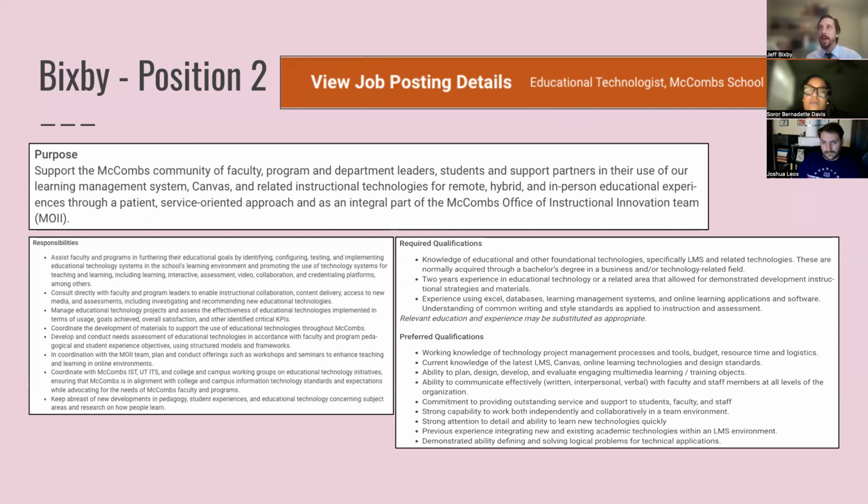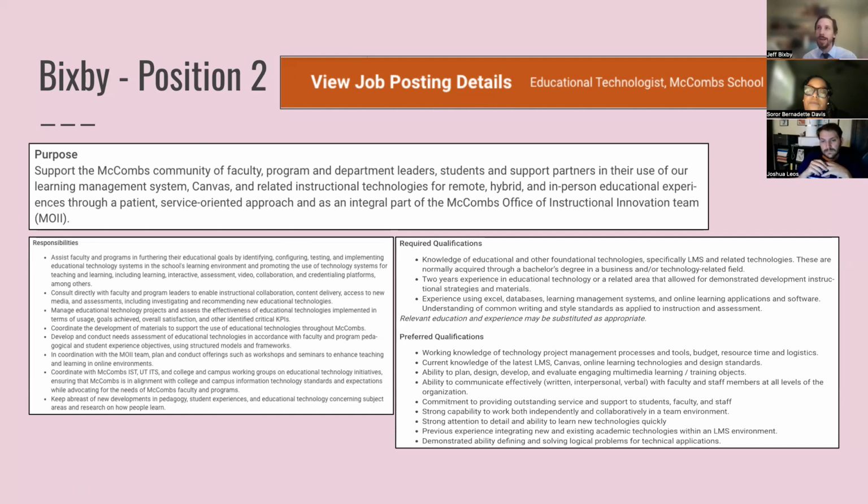And so as an educational technologist, the key word that I recognized a lot is collaboration in terms of working with these different stakeholders. And so like the previous position, I found this via Workday. I also noticed, again, it was posted on LinkedIn and Indeed.